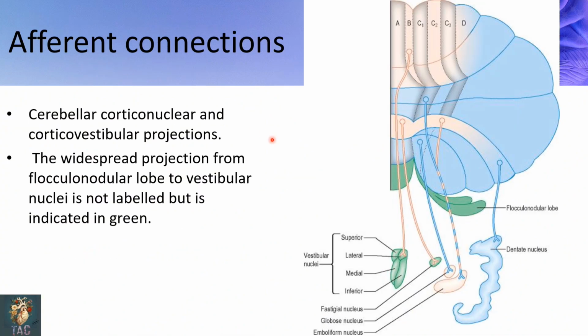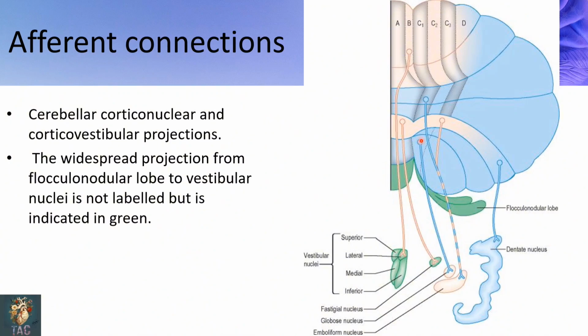The different connections, you can see these are the different laminae: A, B, C1, C2, C3 and D laminae. This one is the A lamina, which is attached to the vestibular nucleus. The fibers to the A lamina are coming to the vestibular nucleus.